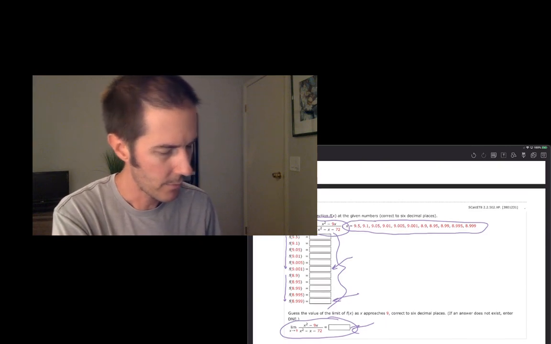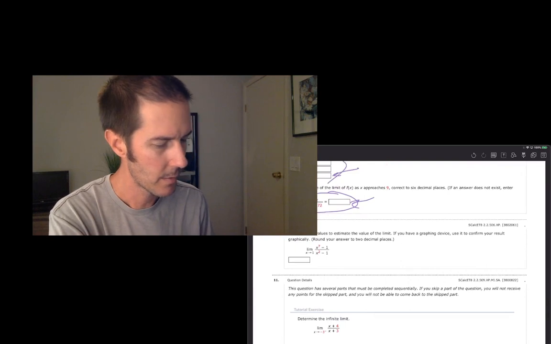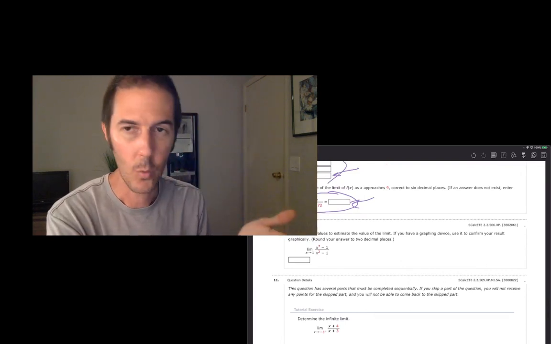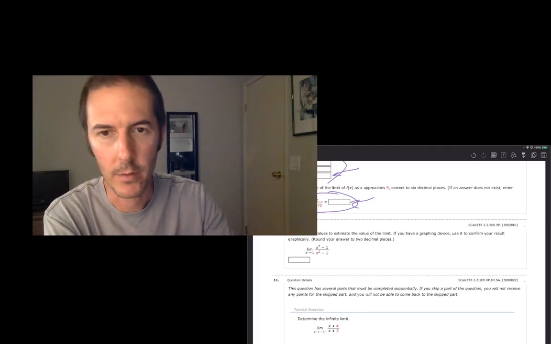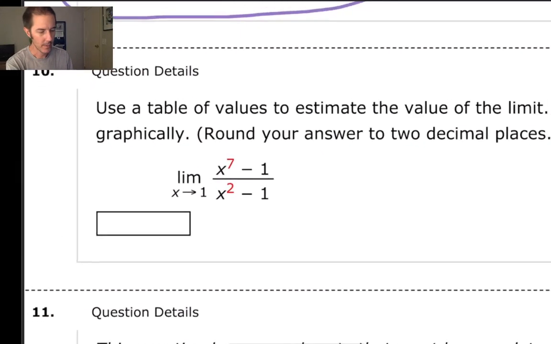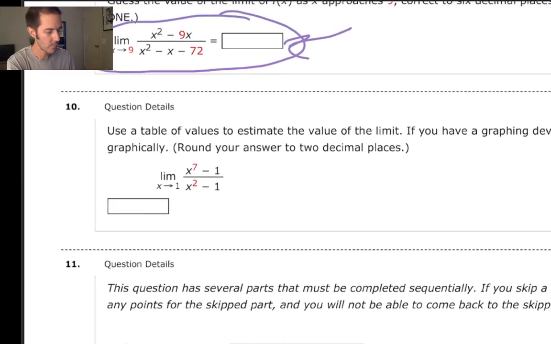How are we doing? Okay, so you're going to enter all those. You're going to answer that question: use a table of values to estimate the value of the limit. Yeah, that'd be probably a good idea. You don't want to take a 1 and plug it in. Oh, you can't see it as well as I can. There you go. In number 10, you don't want to take a 1 and just plug it into here because you're going to get a 0 in the numerator and denominator. Indeterminate form, not good. So a table of values would be good.